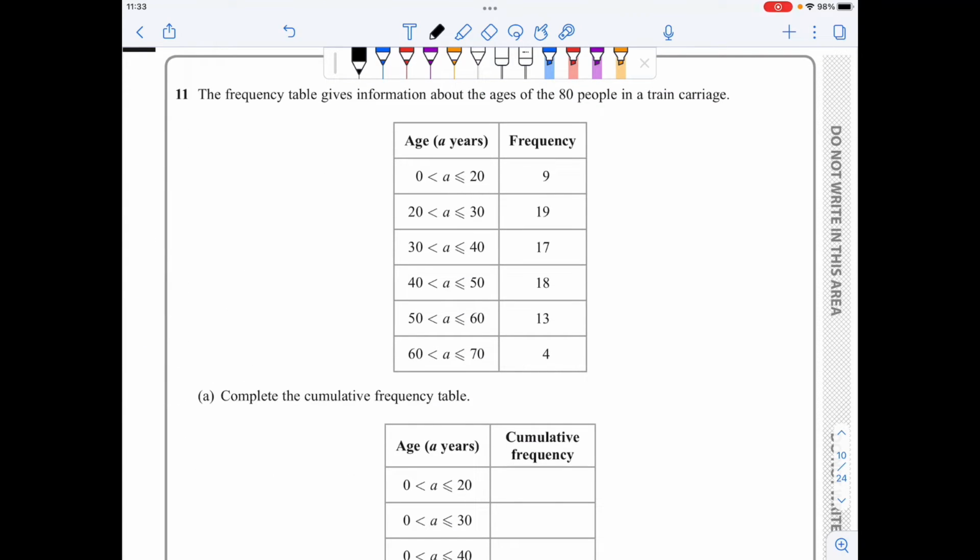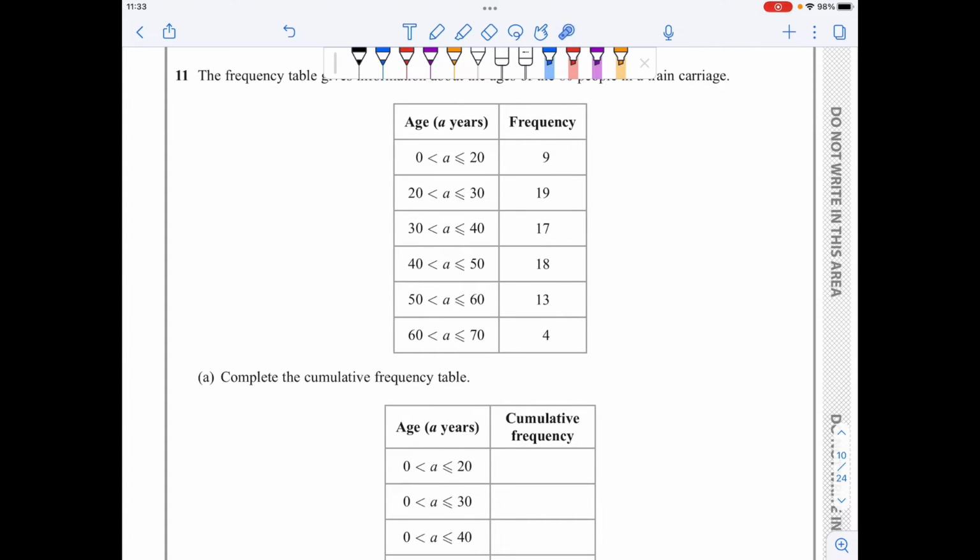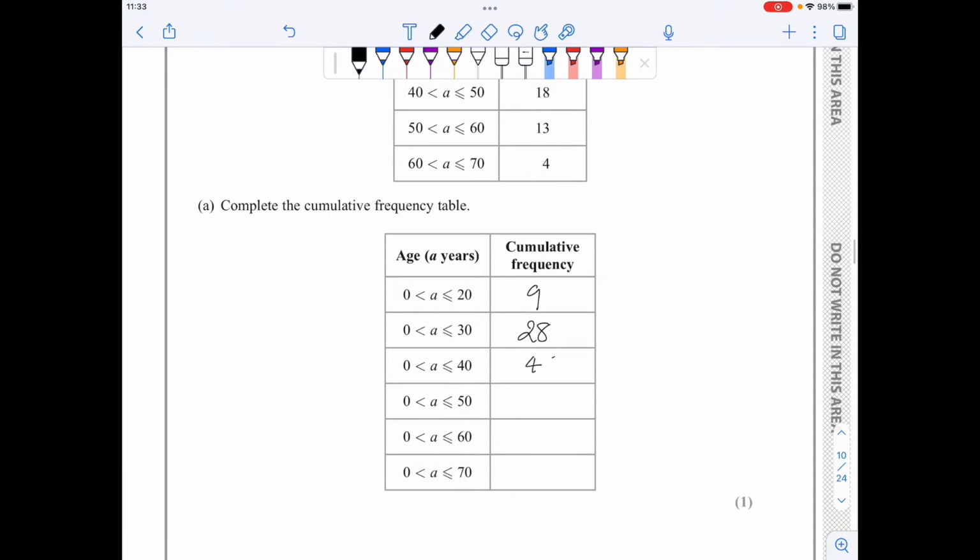For part A of question 11, I need to complete the cumulative frequency table. Now for the first group, I will have 9. Then the second group is 9 and 19, which is 28. Then the third one is 9, 19, and 17, so that's 28 plus 17, which is 45, and so on. So the missing values are 63, 76, and 80.